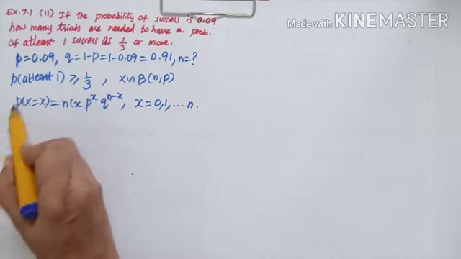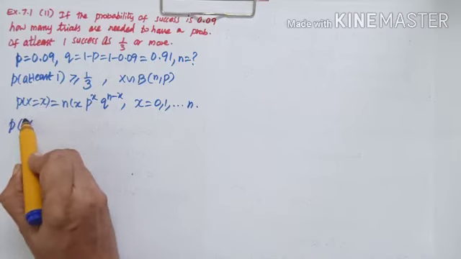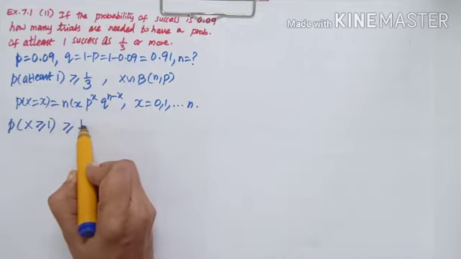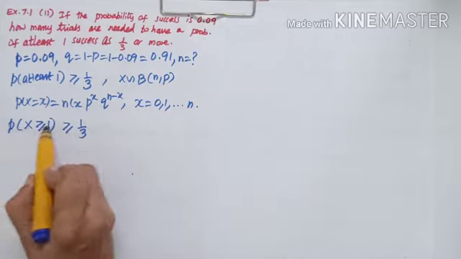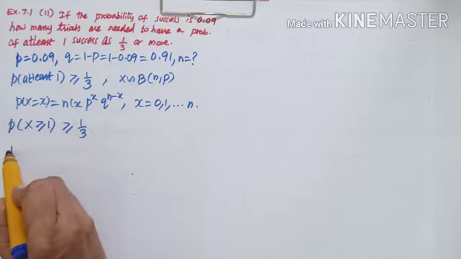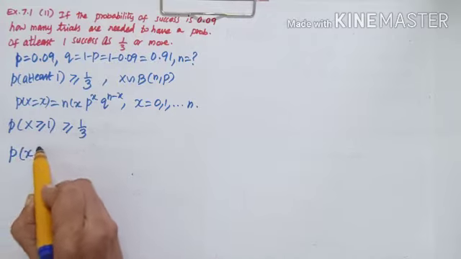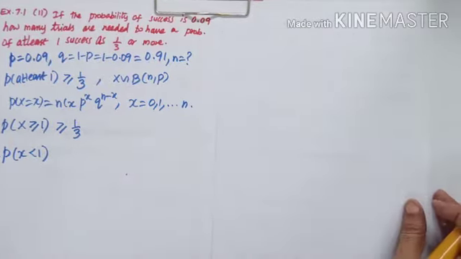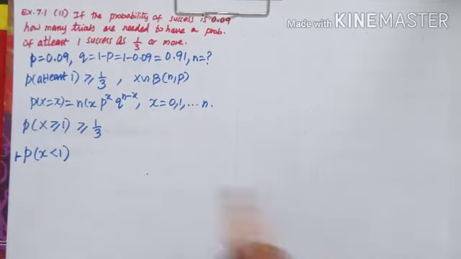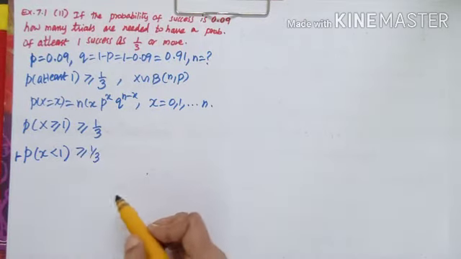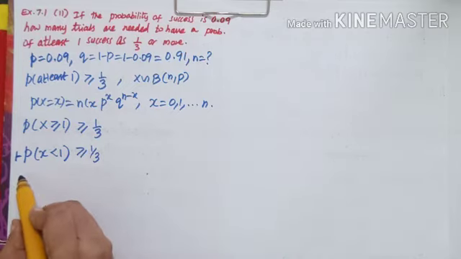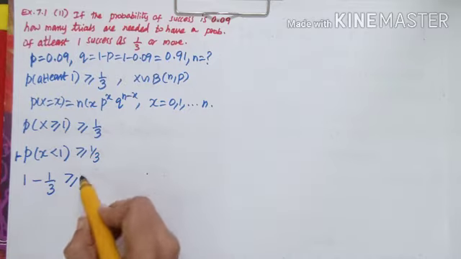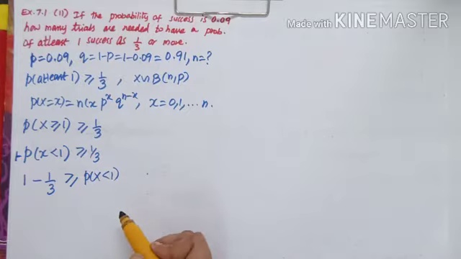My question is at least 1. The word at least 1 tells me greater than or equal to 1. My answer is 1 by 3 or more. What do you mean by the word greater than or equal to 1? That is 1 minus P of X less than 1. Let me subtract from 1. So 1 minus P of X less than 1 is greater than or equal to 1 by 3. Or rearrange the problem: 1 minus 1 by 3 greater than or equal to P of X less than 1.